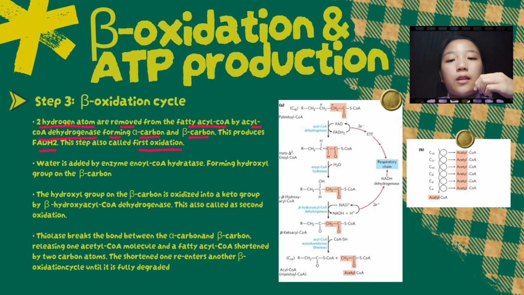Inside the mitochondria, the beta oxidation cycle begins where hydrogen atoms are removed to produce FADH2, followed by hydration and another oxidation that produces NADH. Finally, thiolase breaks the fatty acid chain to release acetyl-CoA and a shortened fatty acid chain. The cycle repeats until the fatty acid is fully broken down.